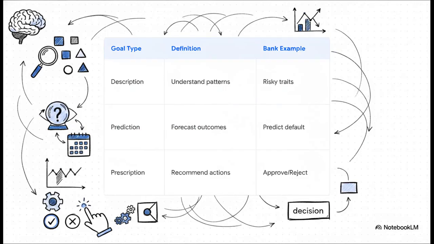You'll really want to memorize these 3 sub-goals because they dictate whether your model is just analyzing past data or actively driving future actions. First, a description goal just understands patterns, like identifying the traits of risky customers.